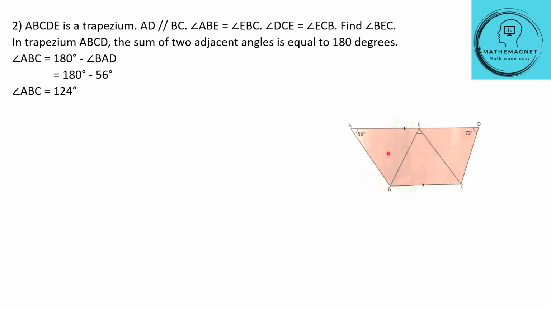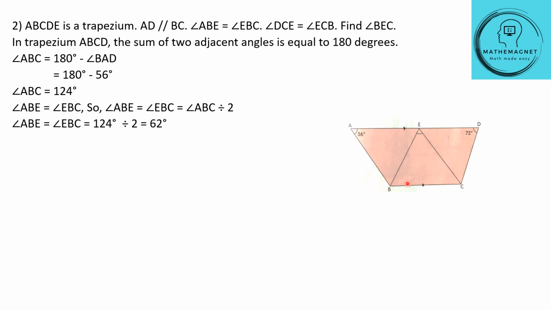ABC is divided into 2 equally. So which means 124 divided by 2 will be angle ABE and will also be equal to angle EBC, which is equal to 124 divided by 2, which is equal to 62 degrees. Now we know angle EBC is 62 degrees. Now similarly, let's do the other side.